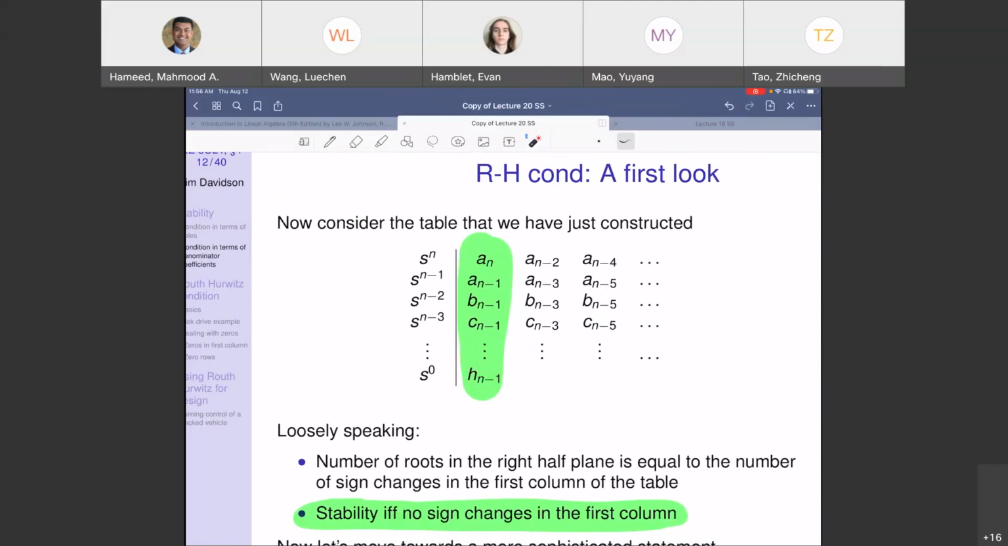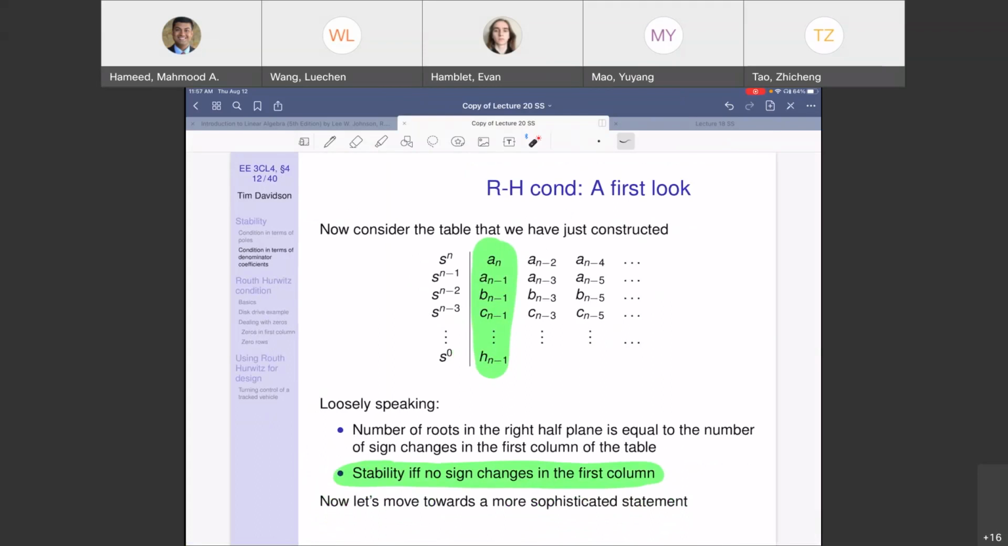All right, go ahead. So the first rule is stability if and only if there is no sign change in the first column. All the numbers in the first column are all positive or all negative. Then the system is stable. In fact, the number of sign changes is actually going to tell you the number of poles in the right half plane. So if you have one sign change, say half of them are positive, half of them are negative in the first column, then that means that you have one pole in the right half plane. Number of sign changes is going to tell you the number of poles in the right half plane.